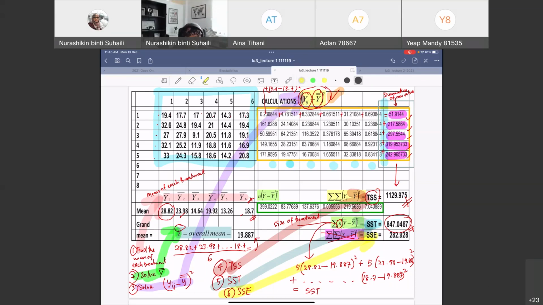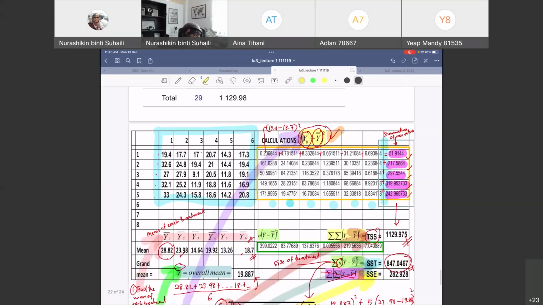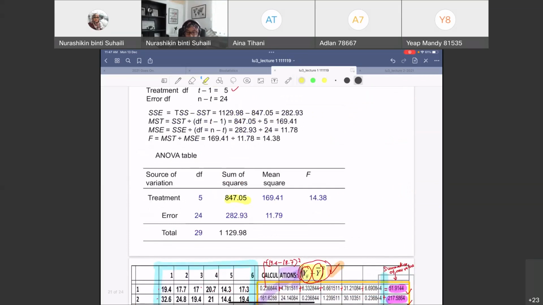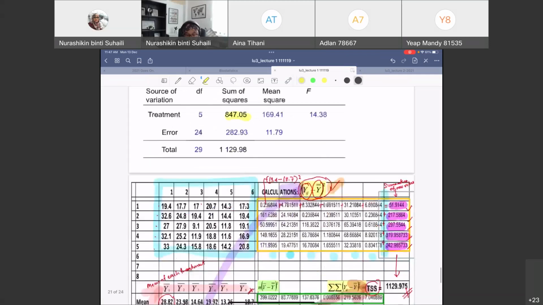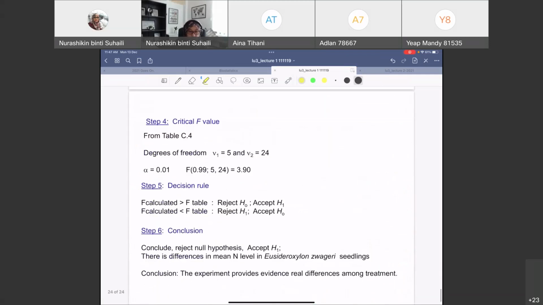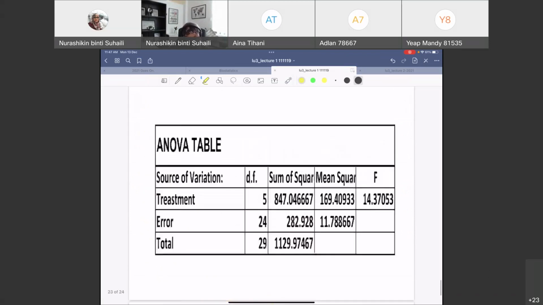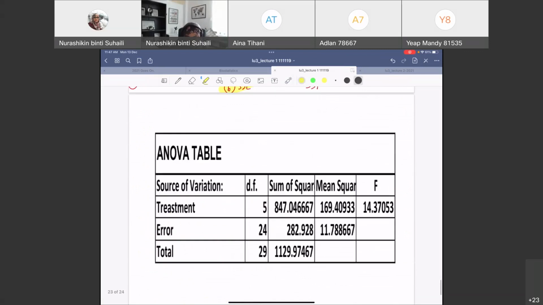Okay. So now let's go back to the problem. So now we have solved until F value. Once you have found out MST, MSE, and F value, we are done with F calculated. So what's the next thing? We have to find the critical F from the table. Remember the degree of freedom that we have solved for the treatment is 5 and for the error is 24. So we are given the alpha 0.01. So we have to refer to this value in the F table. Okay, so now let's go to the F table. So 5, 24, 0.01.